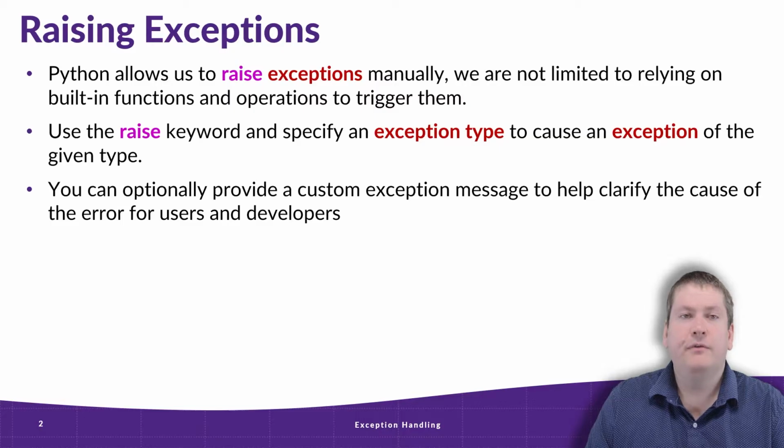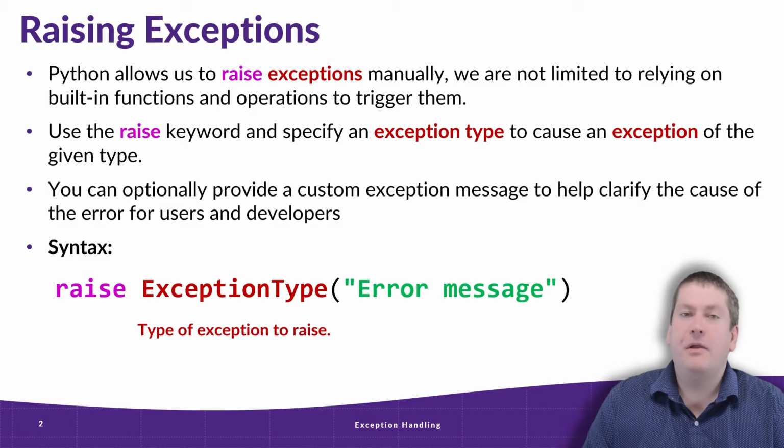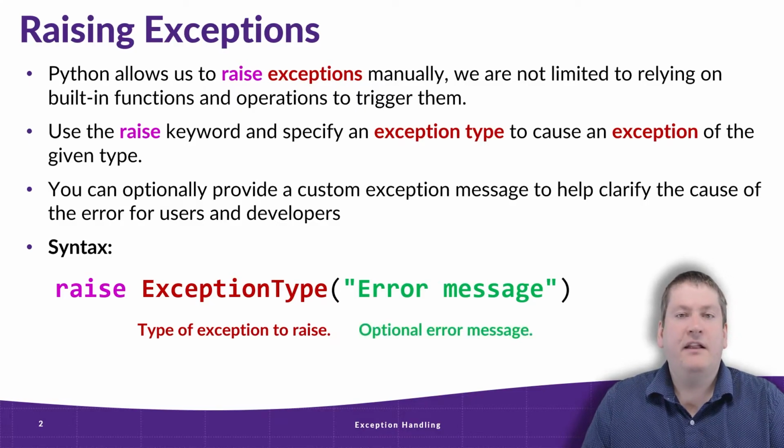So the syntax for this raise keyword is pretty straightforward. It's raise, the name of the exception type, and then optionally an error message. And that would be a string value. If we don't want to provide the error message, we simply leave that part out, but we still include those parentheses. So the exception type would be shown here in red. We'd replace that with whatever exception type we're trying to raise. For example, a value error, or maybe a file not found error. And as I said, the optional error message would be a string value.